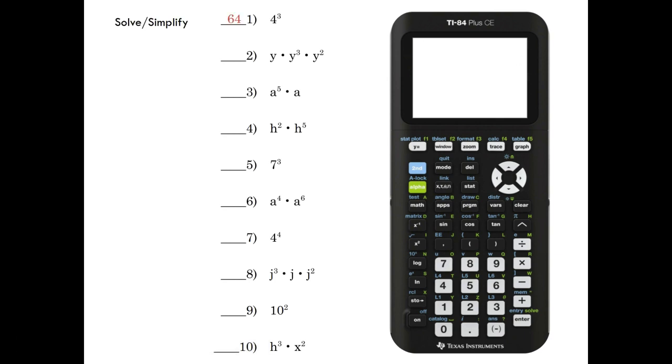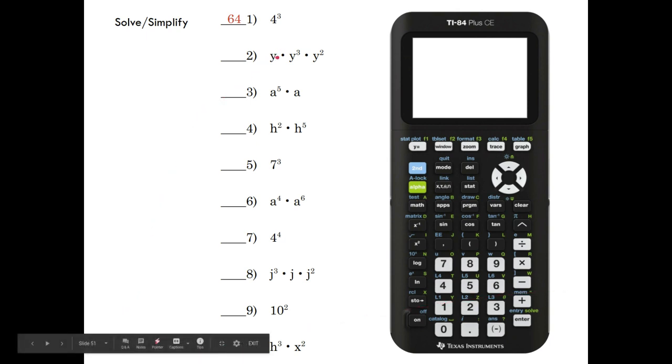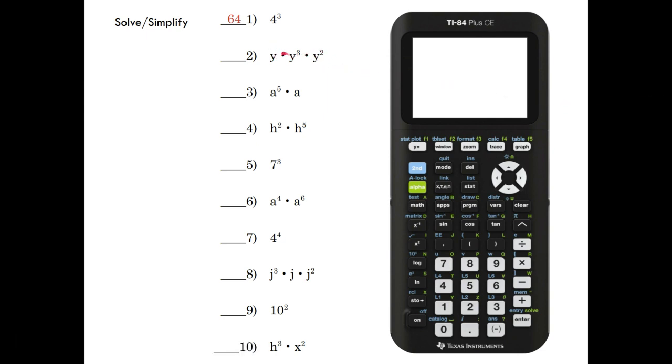Now we have y times y^3 times y^2. They all have the same base, therefore you just add the exponents together. So it's really y^1 times y^3 times y^2. y^1 times y^3 is y to the 4th, times y^2 is y to the 6th. a^5 times a, this is a to the 1 power. Again, if there's no exponent, that means it has an exponent of 1. So a^5 times a^1 would be a to the 6th. h^2 times h^5 would be h^7.